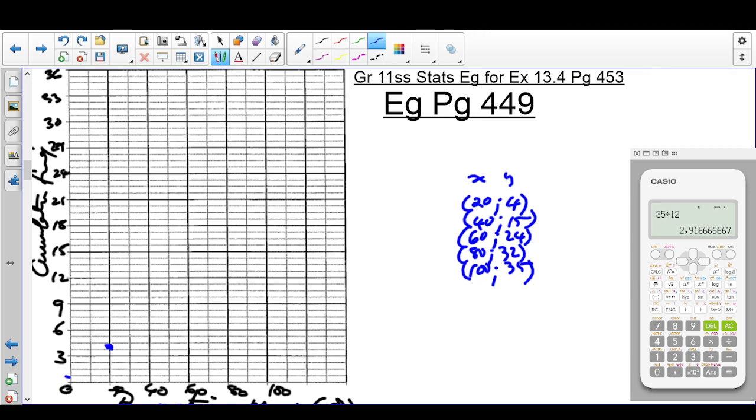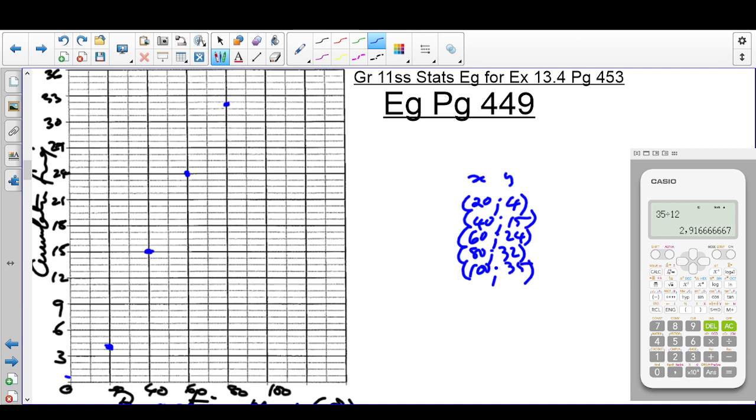So if that is 3, 4 will be approximately there. Then we have 40 and 15, so it's 9, 12, 15, so it's on that line. Then we got 60 and 24. 60 and 24 is on that line there as well. And then we got 80 and 32. 80, of course, and 33, just lower than that, below that.